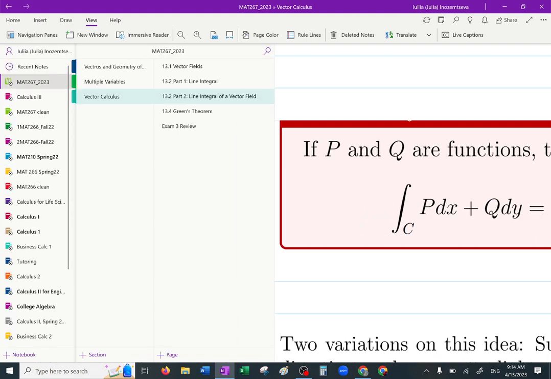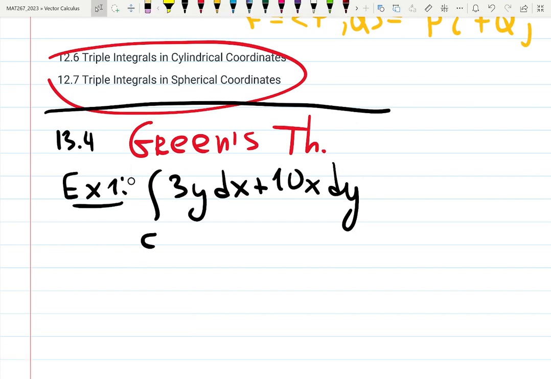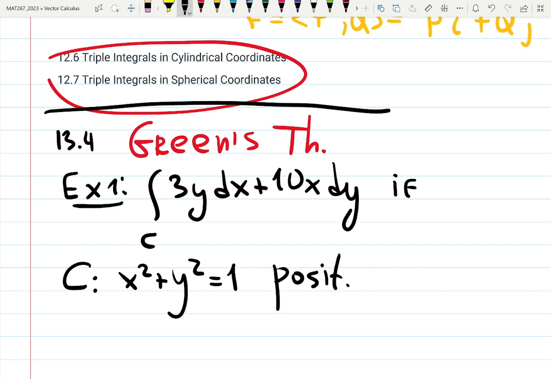So let's go back and finish this example. Solve this integral using Green's theorem, where C is a positively oriented circle, x squared plus y squared equals 1. Positively oriented. I know some of you will ask this question: what if it's negatively oriented? How should we do it? I did not put any negative orientation on the test. We will have negative orientation of the surface for the final exam, so that's quite enough.